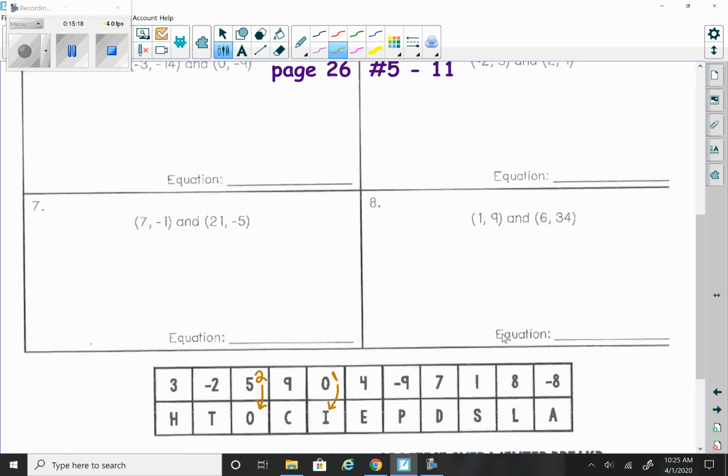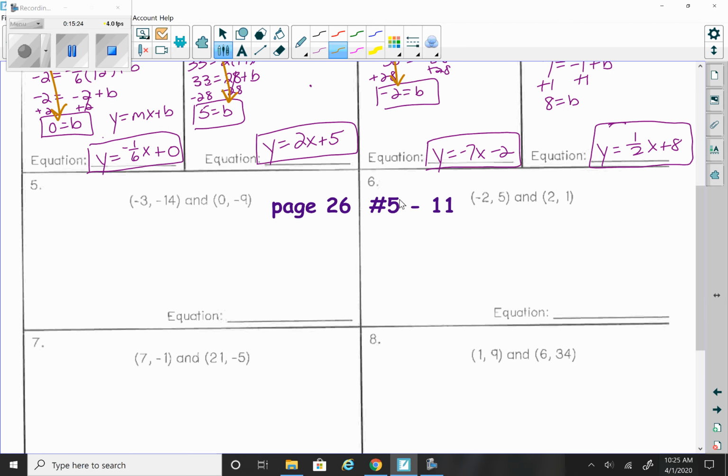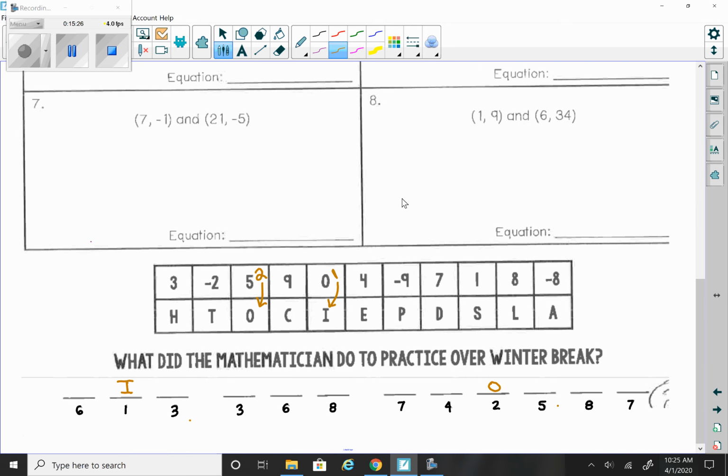And then if we go back to number 3, this one we had a y-intercept or b value of -2. So again, 3 was -2. Down here at -2, this was our answer to number 3. So anything that has a 3 below it, we're going to write the letter T.